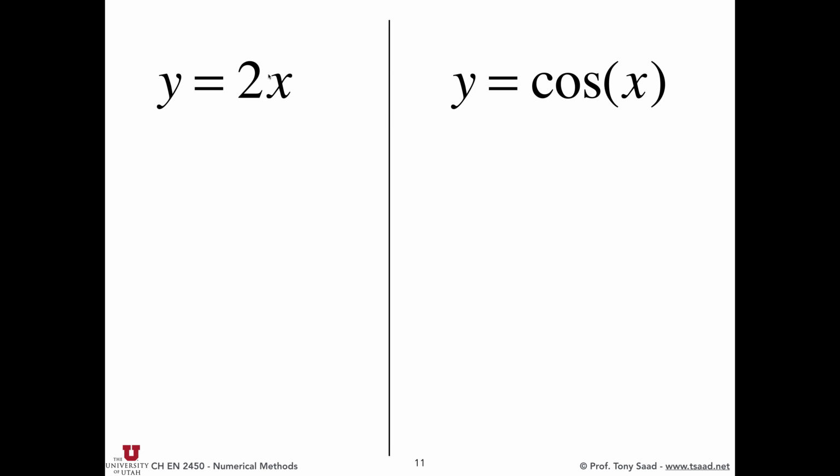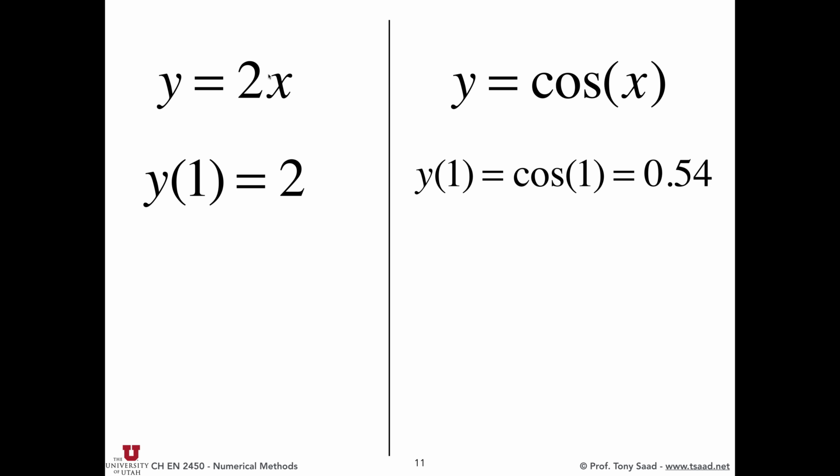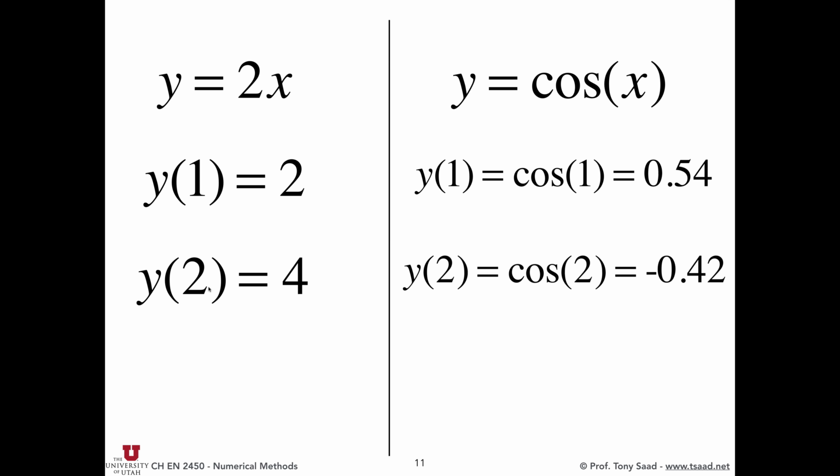So let's look at an example. Consider these two functions, y equals 2x and y equals cosine x. We know that y equals 2x is a linear function. One way to interpret this is that it looks like a straight line in the xy plane. And y equals cosine x, we know that's a nonlinear function, but let's look at this definition a little more closely. If you evaluate these functions at x equals 1, y of 1 gives you 2, and for the cosine function, y of 1 gives you cosine 1, which is 0.54. Now let's double the input. So x is now equal to 2, so y of 2 is equal to 4. And for the cosine function, y of 2 is equal to minus 0.42.